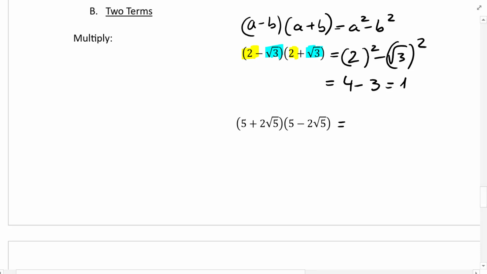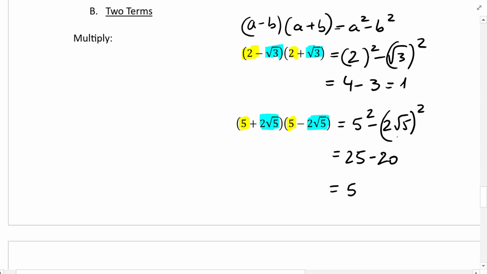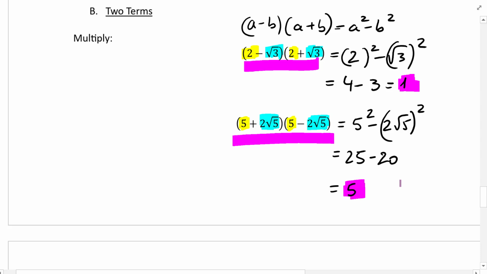Let's take a look at the second one. We have 5 plus 2 square root of 5 times 5 minus 2 square root of 5. So it would mean 5 to the second minus 2 square root of 5 squared. So that is 25 minus 4 times 5, which is 20, so it's 5. Again, looking at this, we notice that we started with radicals, but we ended up with numbers without radicals. We started with radicals, we ended up with whole numbers or sometimes even integers.